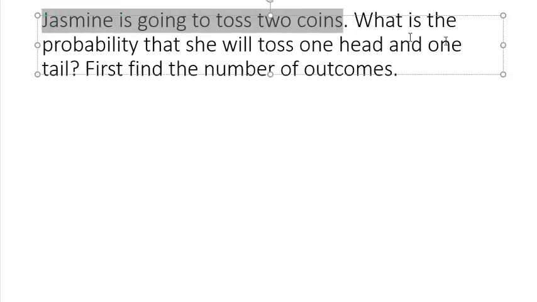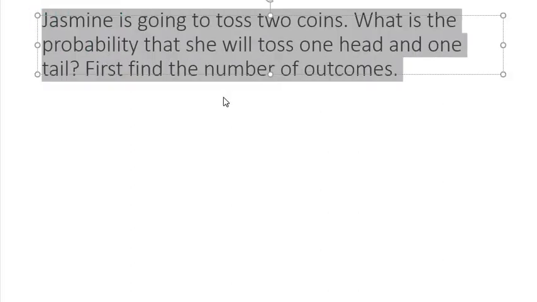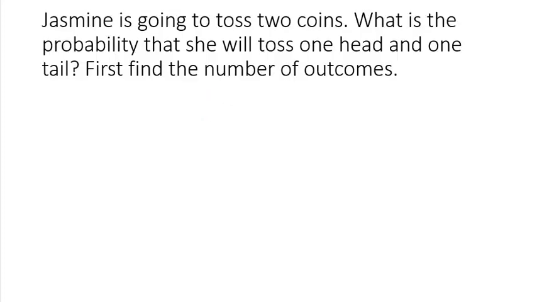Jasmine is going to toss 2 coins. What is the probability that she will toss 1 head and 1 tail? Find first the number of outcomes. This is the thing that you just have to take note. We can make the tree diagram again. These are the branches. We have 2 coins, so the first branch would represent the first coin. The possible outcomes for the first coin would be heads and tails.